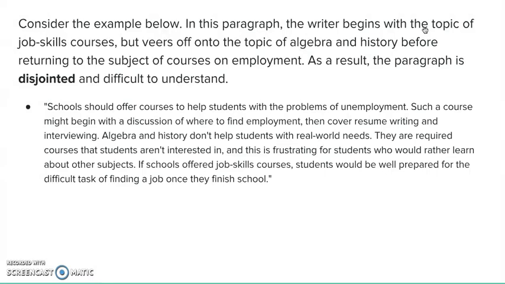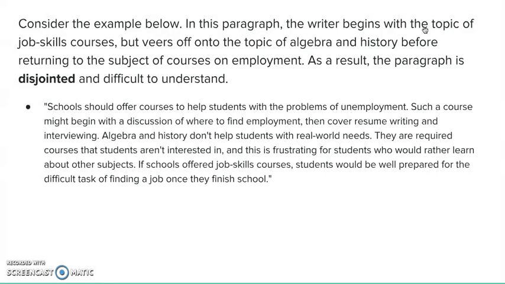So although this paragraph seems like it is on topic, the sentence that discusses the algebra and history class doesn't quite fit in because the writer failed to create a clear transition. So usually when a paragraph lacks coherence, it's because the writer forgot to add transitions that clearly explain how the ideas blend together.